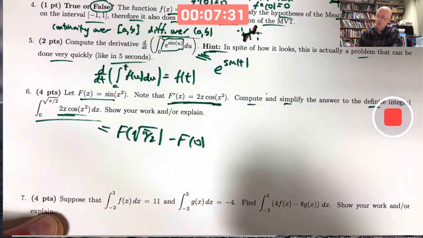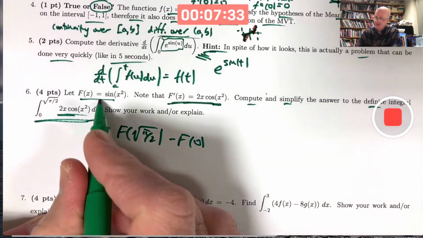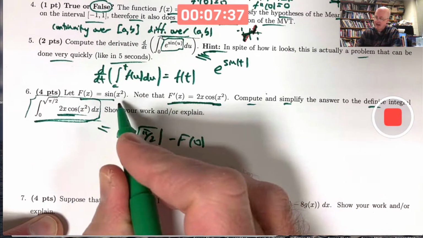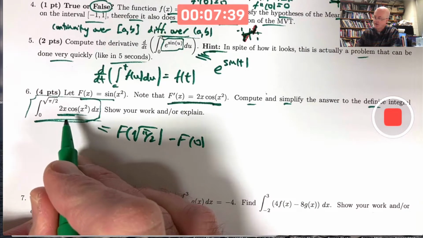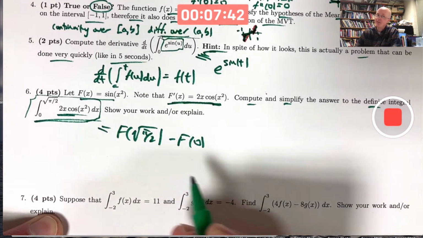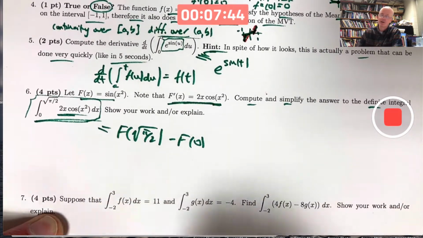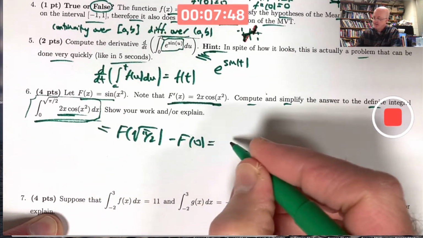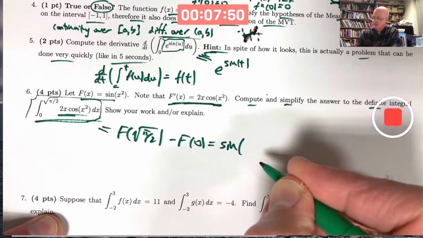In a Calculus 2 course, you would have to do this integral without knowing this right away. You'd have to figure out the fact that capital F is an antiderivative of this function right there, and then do this. Here in a Calculus 1 course, I'm helping my students a little bit more by telling them what an antiderivative is here. And so you just go ahead and plug these numbers into sine of x squared.